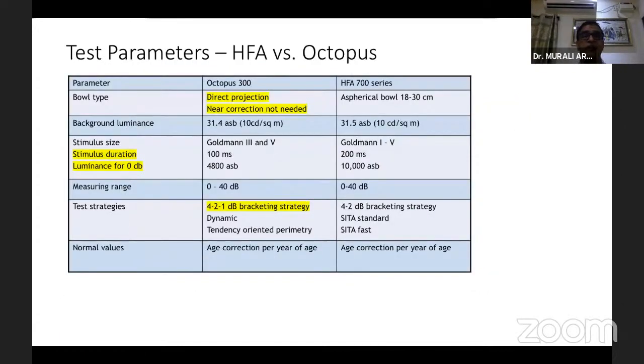And we now have various models of the Octopus perimeter as compared to the Humphrey, which is only one basic model. So for the comparison, I'm showing a tabular column here between the 300 series and the 700 series. The 300 is a direct projection perimeter in which near correction is not needed. The other difference is the stimulus duration and the luminance for 0 decibels is different from the 300. The bracketing strategy is slightly different with the 300 as compared to 700. Why this tabular column is that you can't really compare data from the two perimeters unless you have some way of an algorithm or some formula to actually change the thresholding. So keep side by side, two perimeters, two printouts cannot be compared.